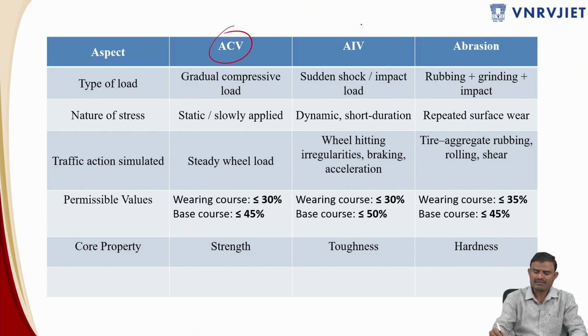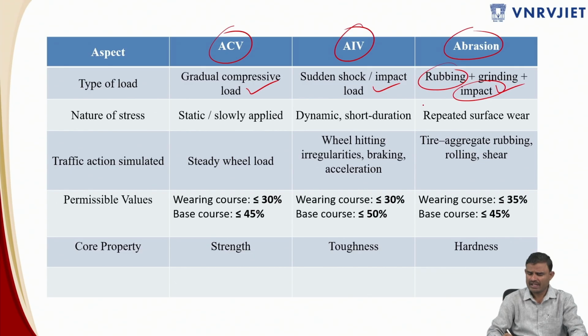One is aggregate crushing value, aggregate impact value, and abrasion value. The type of load for the first is gradual compressive load. This is sudden shock load or impact load, and this is rubbing action or impact load. So this is again rubbing along with impact, so it has some part of the impact.